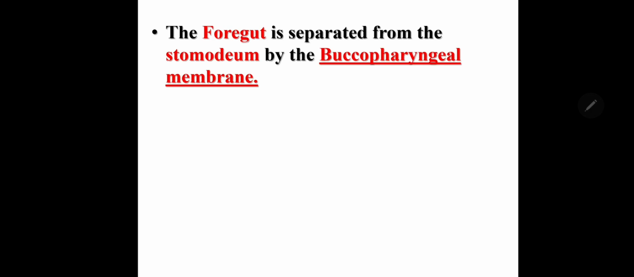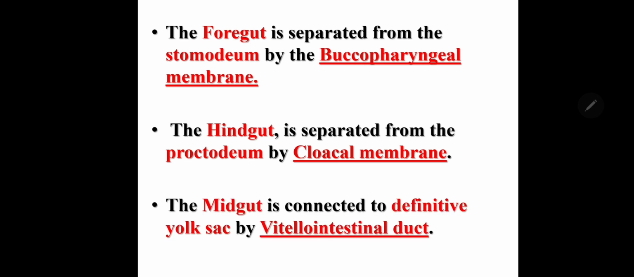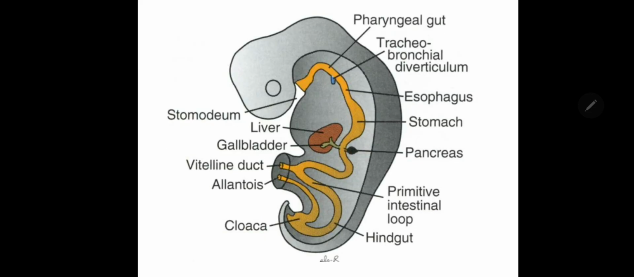Okay, so you can see here the foregut is separated from the stomodeum by the buccopharyngeal membrane. The hindgut is separated from the proctodeum by the cloacal membrane. Midgut is connected to the definitive yolk sac by the vitellointestinal duct. So you can see here the buccopharyngeal membrane and cloacal membrane.